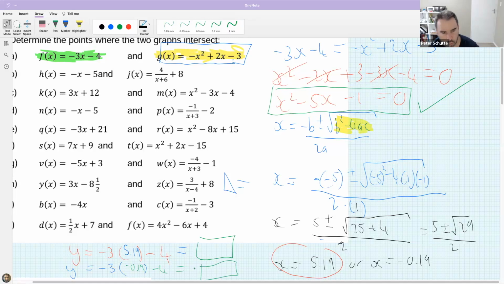What are you getting for your y values? What y value do you get that goes with 5.19, and what y value goes with the other? Punch it into your calculator and see what you get.